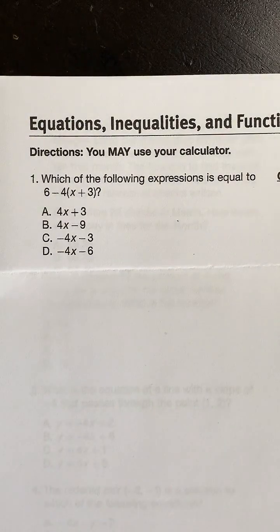So let's say for prime example here, I have which of the following expressions is equal to 6 minus 4 times the sum of x and 3? Is it A, 4x plus 3? Is it B, 4x minus 9? C, negative 4x minus 3? Or D, negative 4x minus 6?